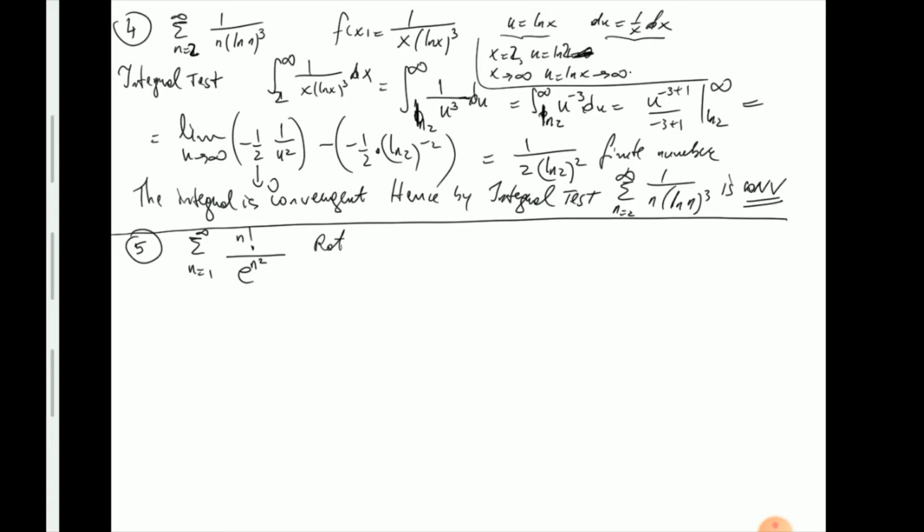So let's set up the ratio test. We have the limit as n goes to infinity, a_(n+1) over a_n, and this is a_n. a_(n+1) is going to be (n plus 1) factorial over e to the (n plus 1) quantity squared, divided by the same thing, by the original, which is times e to the n squared over n factorial.